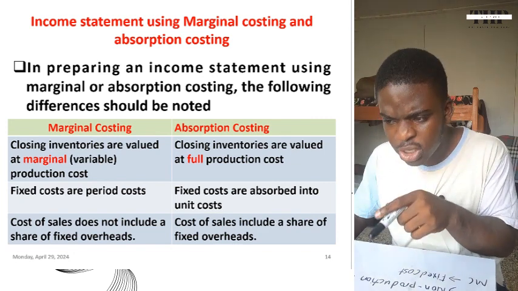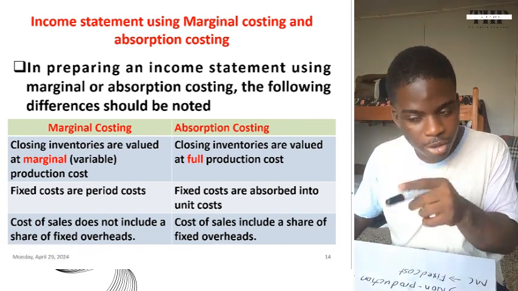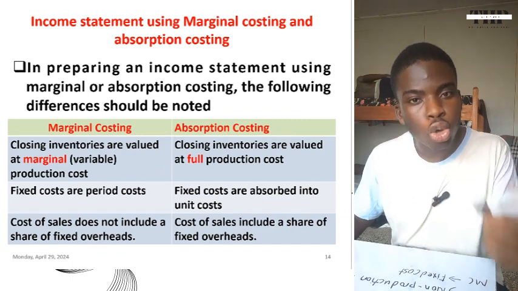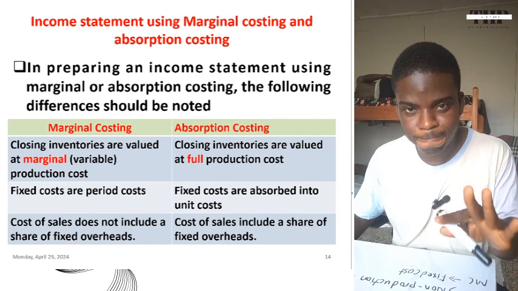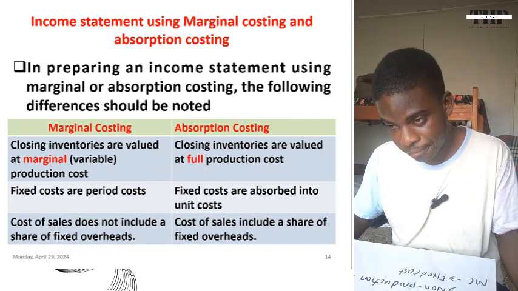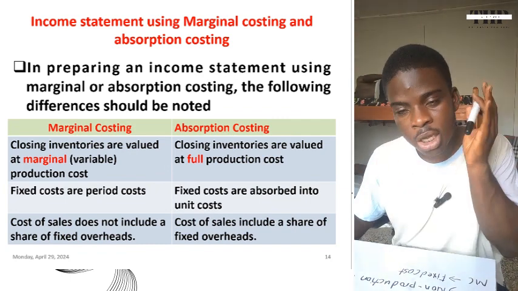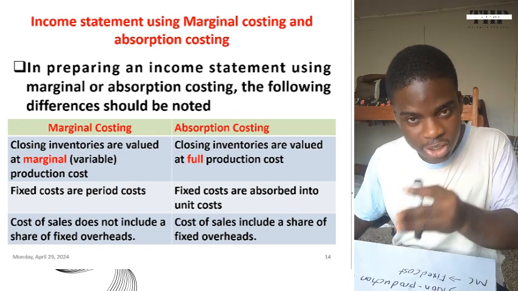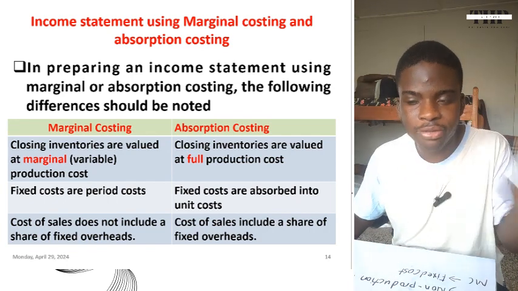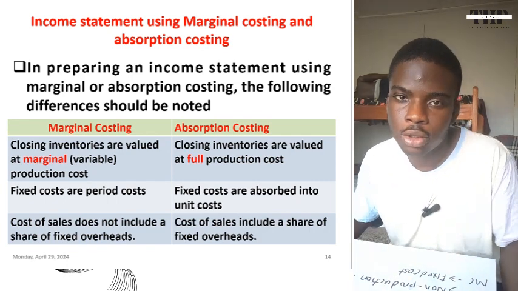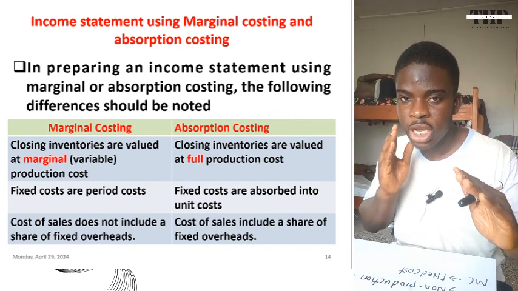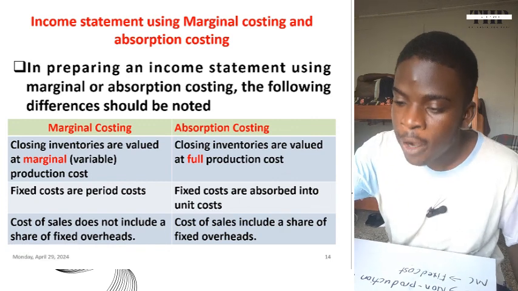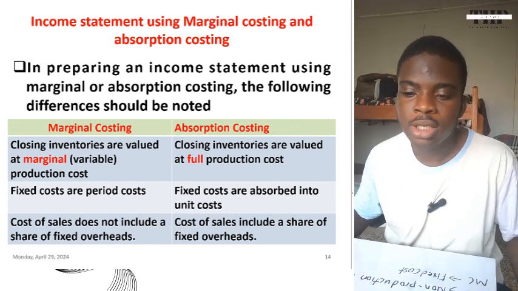For absorption costing, the cost of sales includes a share of the fixed overheads. Don't worry, just note down these differences. Then we'll strike very soon. Now, these are the steps covered.